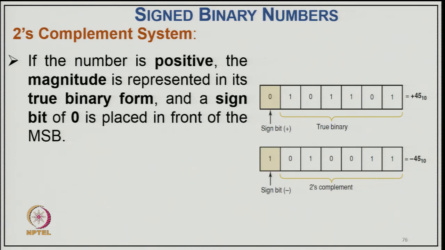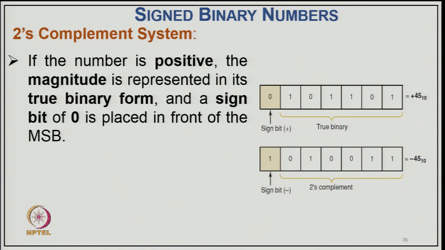Now, signed binary. In the second complement system, if the number is positive, the magnitude is represented in binary form and a sign bit 0 is placed in front of the MSB. Here we have a number in binary with the sign bit, plus 45. For the second complement, we take the complement of all the bits and add 1, and the sign bit changes from 0 to 1. So this becomes the second complement number, that is minus 45 in base 10.